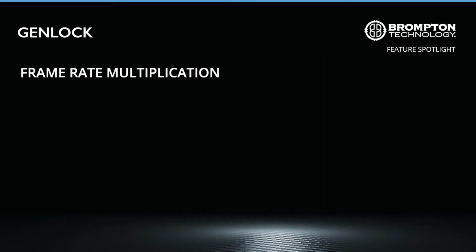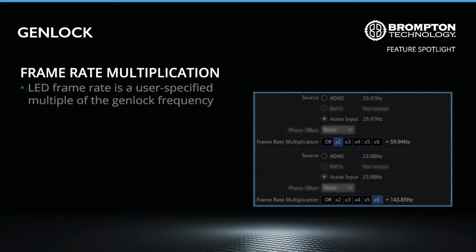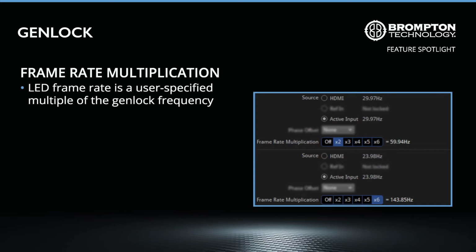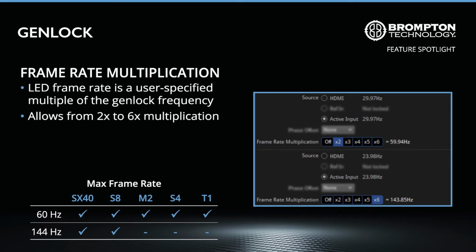Also introduced in Tessera version 2.3 is the frame multiplication feature. This allows the content playback frame rate on the LED screen to be a user-specified multiple of the Genlock frequency, up to a multiple of 6 times. A multiplication factor of 6 times can allow up to 144 Hz frequency genlock between the processor and LED screen, but it is only available on the Tessera SX40 and S8 processors.